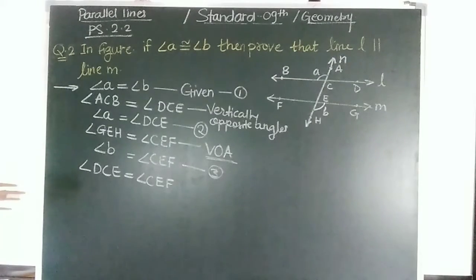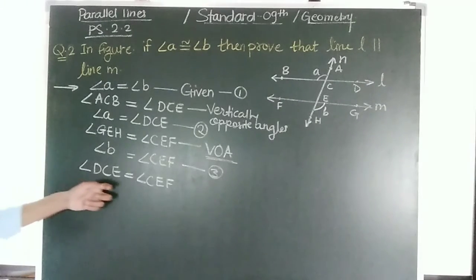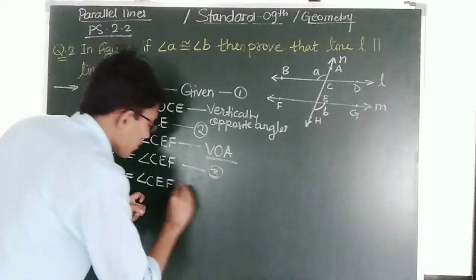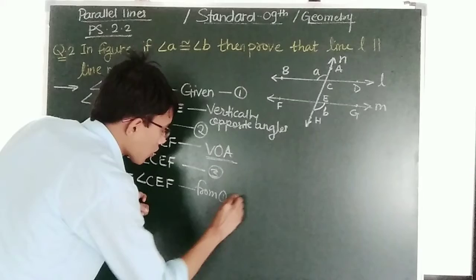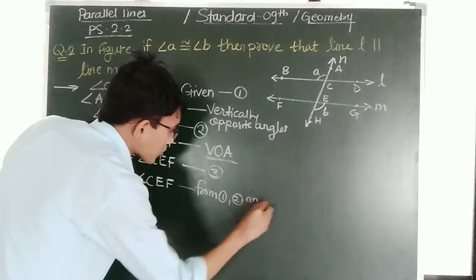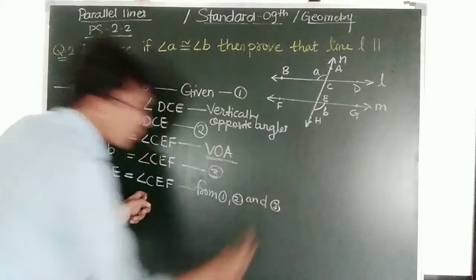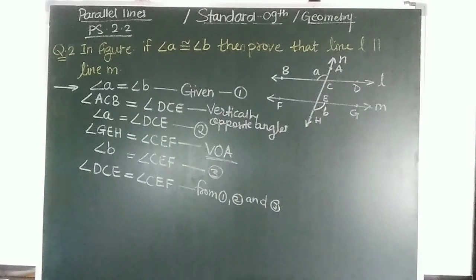As the left hand side of equation 2 and equation 3 is equal, that means the right hand side of the equation must be equal. So as we have written, angle BCE is equal to angle CEF. The reason is from equations 1, 2 and 3.